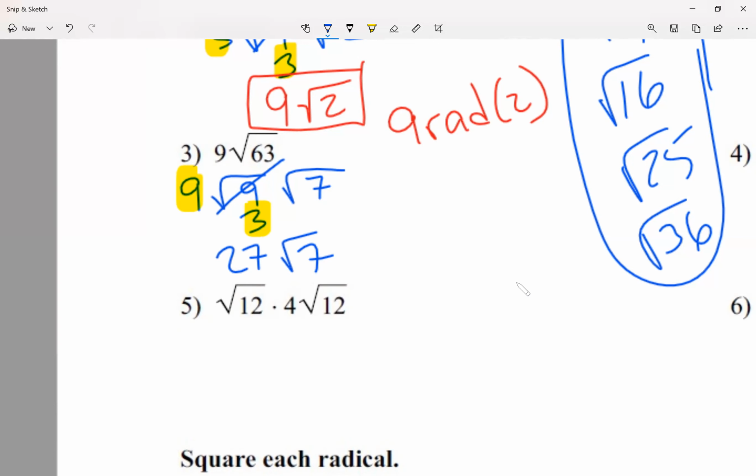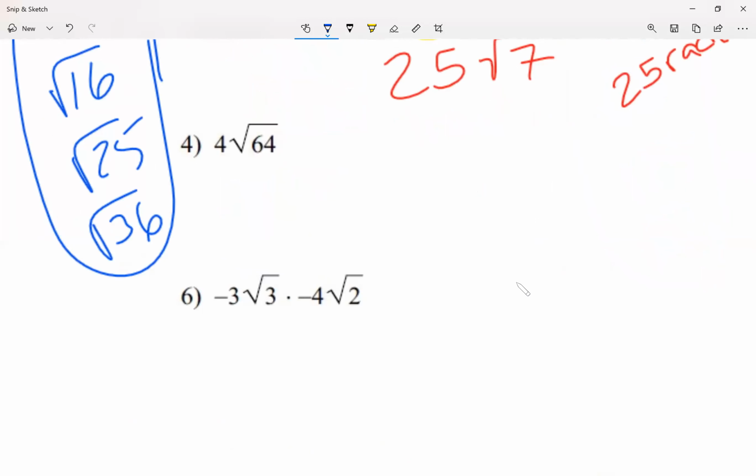Take a look at number 4. All right, there's a 4 on the outside. Now, interesting with 64. Some of you might split this. I'm going to go 4 times 16. I know the square root of 4 is 2. I know the square root of 16 is 4.